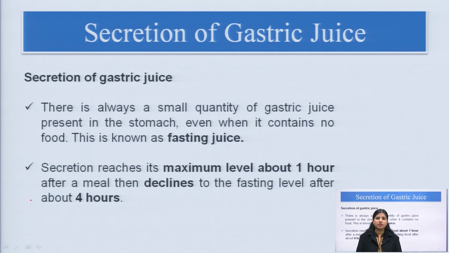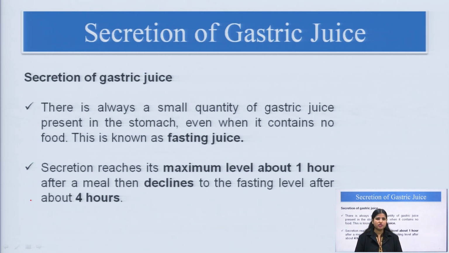Now, coming to the secretion of gastric juice, how it is secreted. There is always a small quantity of gastric juice present in the stomach, even when we are fasting and not taking any food. At that time there is a very small amount of gastric juice containing all the agents I told you about: water, mucus, pepsinogen, hydrochloric acid and intrinsic factor, but in very small quantity.